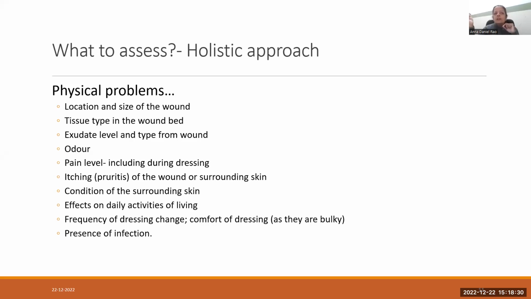Then it will also depend on what kind of tissues are involved, what kind of wound bed it is, and what the exudate level is, whether a very large amount of exudate or a lesser amount is coming. What kind of odor, and how much? A very profound odor may be there that you can find out right when you are entering the house of the patient. So you can imagine the psychological trauma of the patient and family, and also the pain level, which will include pain during dressing. Last time also we had seen.